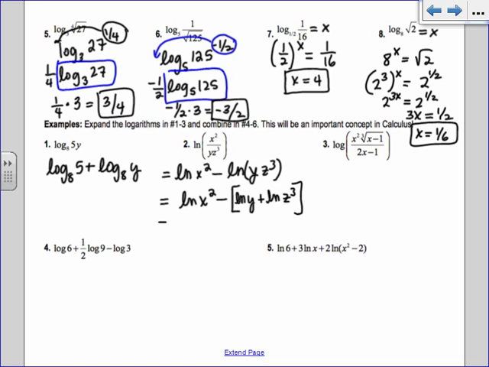And I can distribute the negative. So I get natural log of x squared minus natural log of y plus the natural log of z cubed. But the last thing that we're going to do will also make things super simple in calculus.